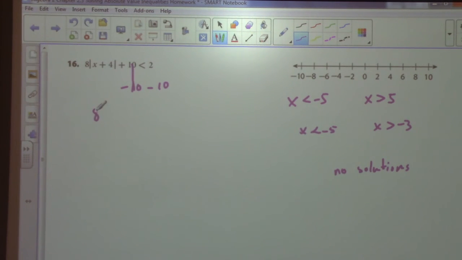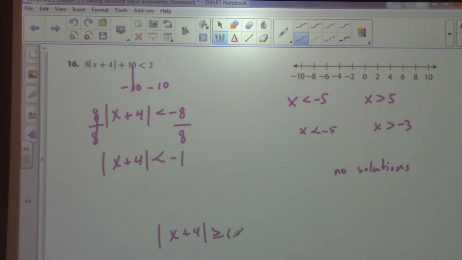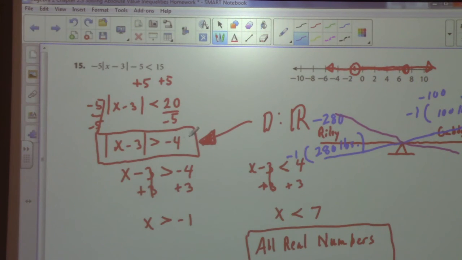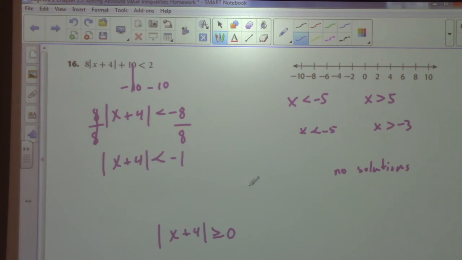So we work this out, we get negative 8, then we divide by 8. And so we get the absolute value of x plus 4 is less than negative 1. Is that a possibility? It is not a possibility. Why not? It can't be less than 0. The absolute value of x plus 4 has to be greater than or equal to 0. If you see a negative number, like when we saw greater than a negative number is all real numbers, less than a negative number is no solutions.